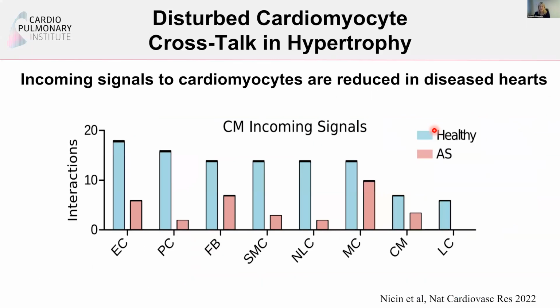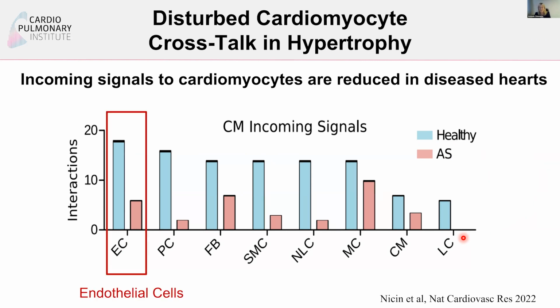To study what this means and quantify these intensity strengths, this is now the incoming signals of cardiomyocytes, either in healthy hearts or in patients with aortic stenosis hearts. And you can appreciate that in healthy hearts, the interaction is much higher, for example, to endothelial cells as compared to the diseased hearts. And this is true for more or less all cell types in the heart, suggesting that there is a reduction in incoming signals to cardiomyocytes in these disease contexts.